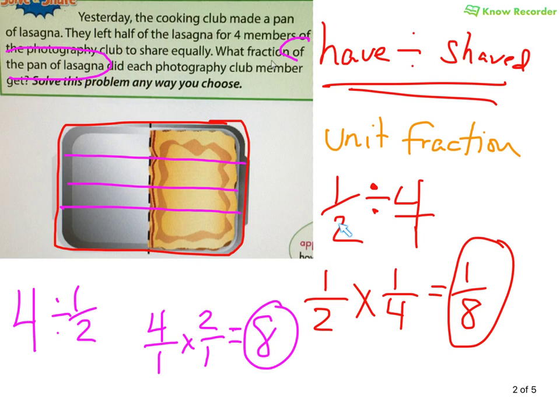Here we were saying we had half a tray, dividing it into 4 pieces. Semantics, words, and really comprehending the question are what matter here, guys.